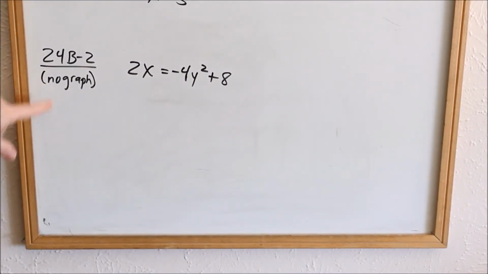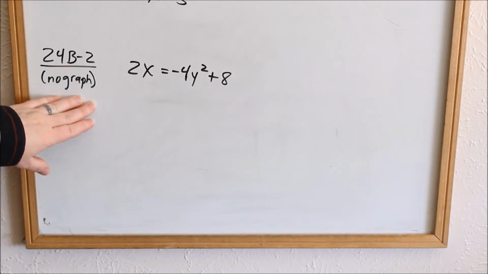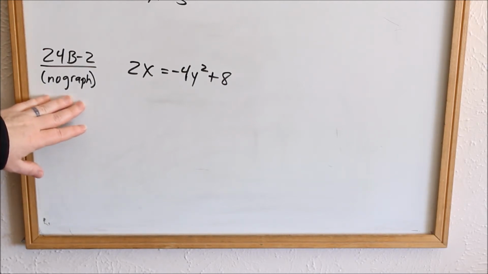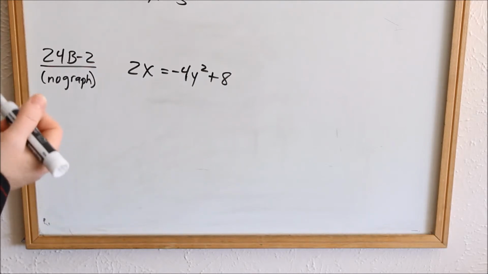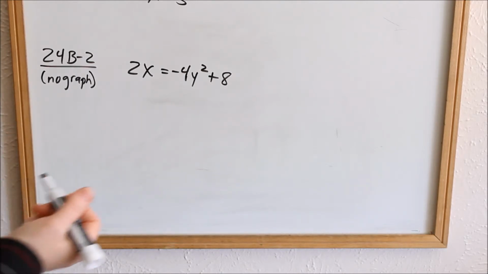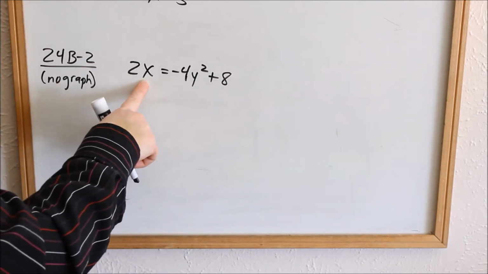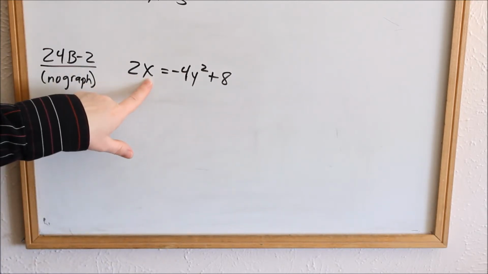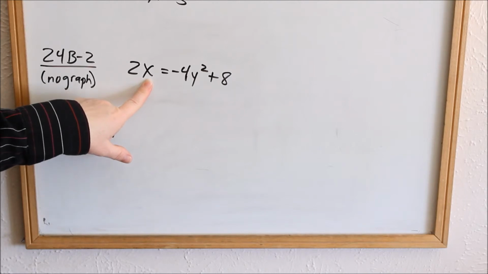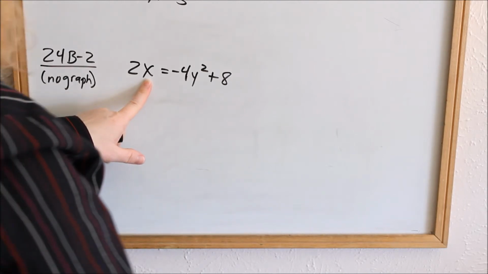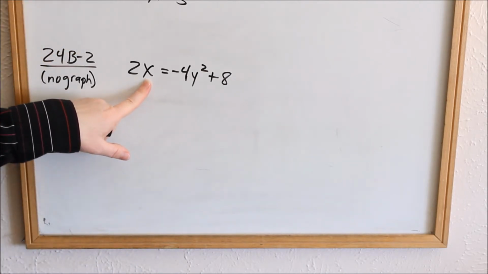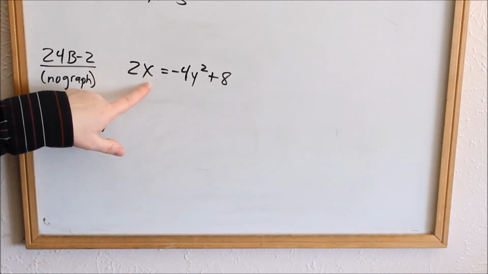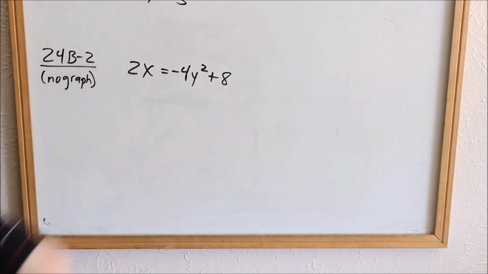Okay, we're on 24B2. Again, I'm not going to graph this one on graph paper, but I will give you an estimate, and I will give you some points to start out with to graph it. So we have 2x equals negative 4y squared plus 8. My y is squared, my x is not. That tells me that it's a right-left parabola. But it's not in general form. When it's a right-left parabola, general form is x on one side, everything else on the other side.